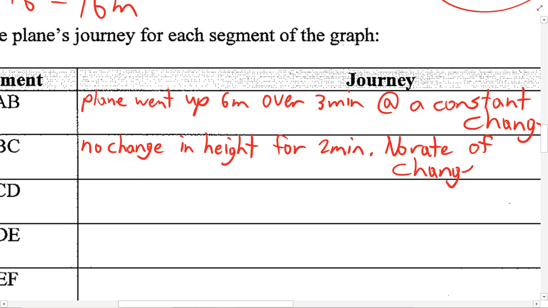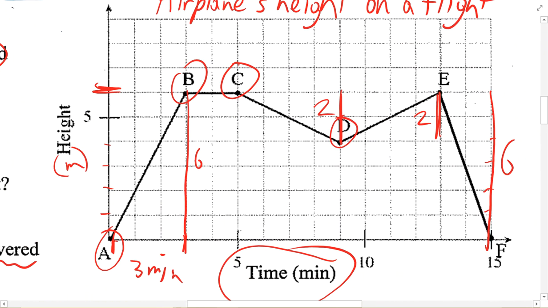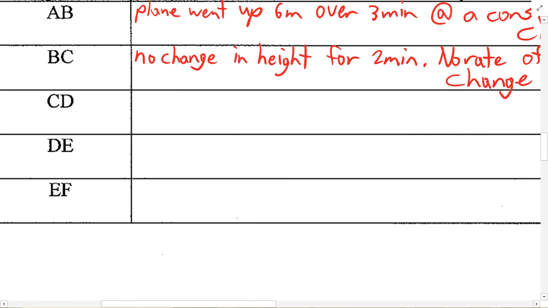Because there was no change. Okay. Then we'll go from C to D. Well, from this section on the graph, from C to D, it went from 5 to 9 minutes. So that's a total of 4 minutes. And it went down 2. So I want to describe that the height changed by a decrease. So I can say the plane decreased in height, or the plane descended.